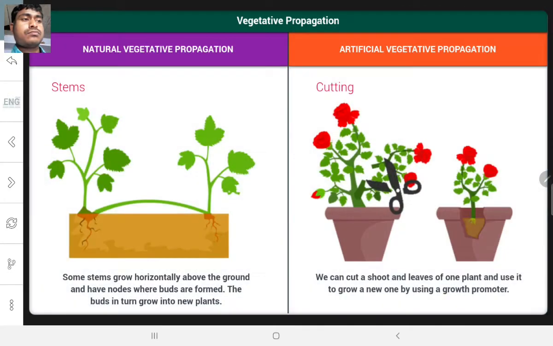There are two types of vegetative propagation: natural and artificial vegetative propagation.